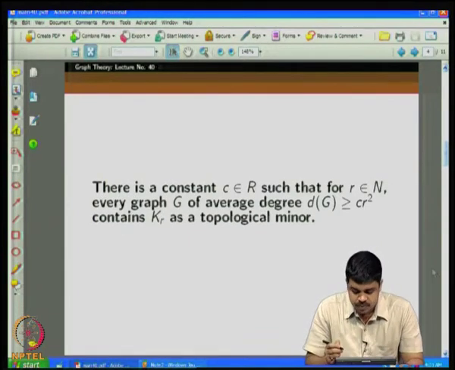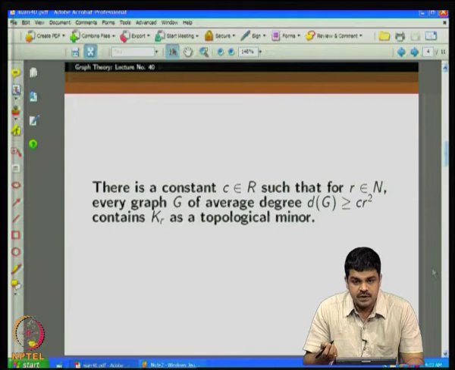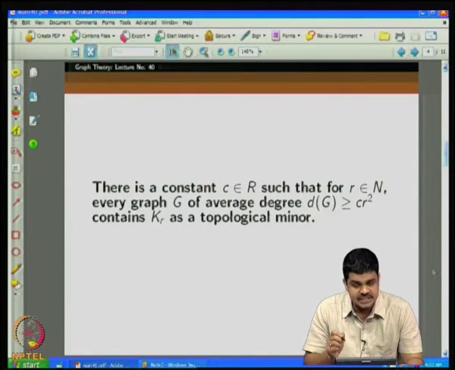Another line of questioning is, what should be the average degree in terms of R, such that if I know that the graph has average degree at least this much, then we are sure that there exists a KR topological minor in the graph.